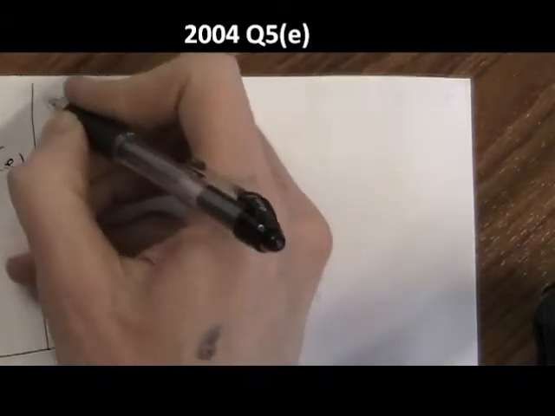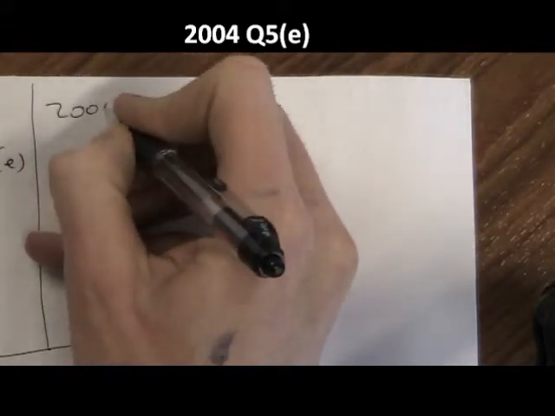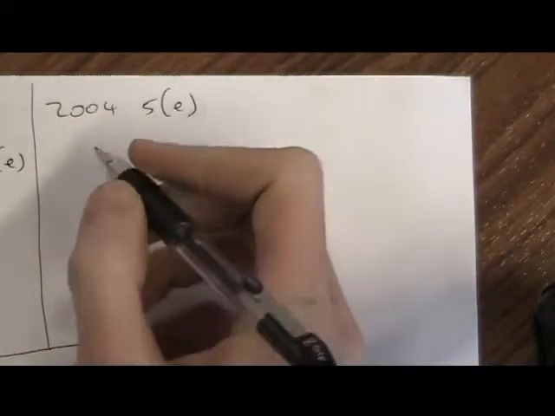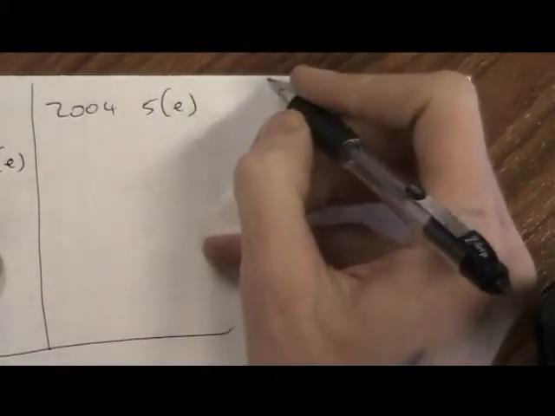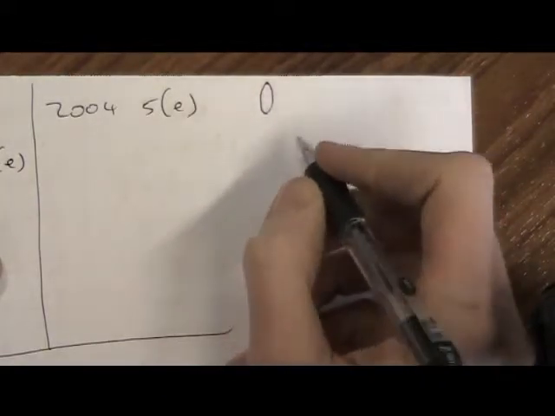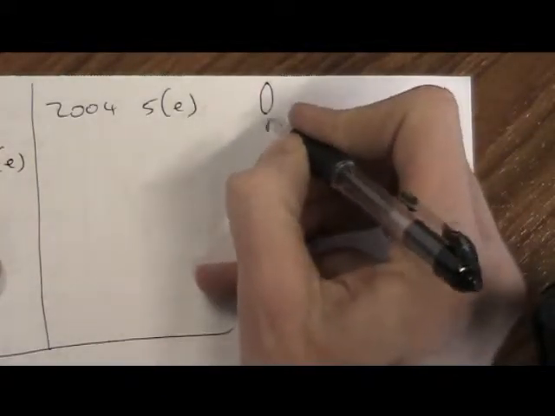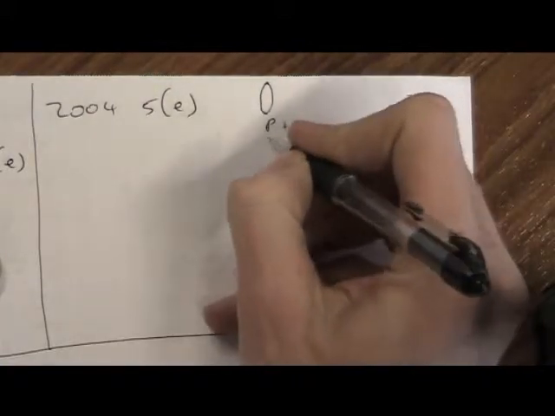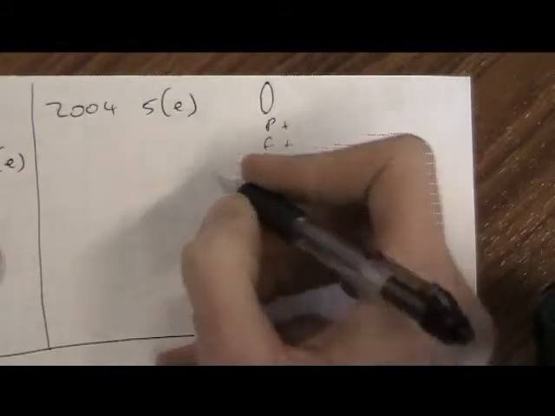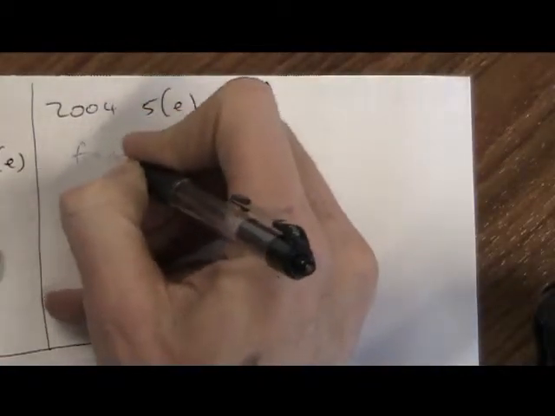This is 2004, 5E. It's another power one. Two convergent lenses. What is a convergent lens? When you see a convergent lens, you know the power is going to be plus, and the focal length is going to be plus as well. Each with a focal length of 10. So F is equal to 10.